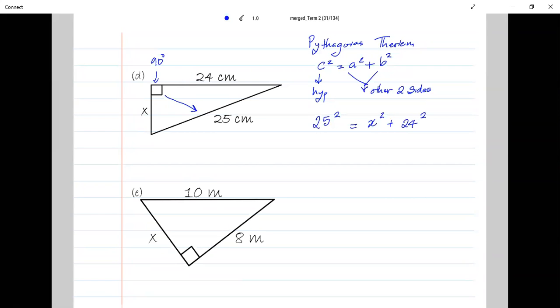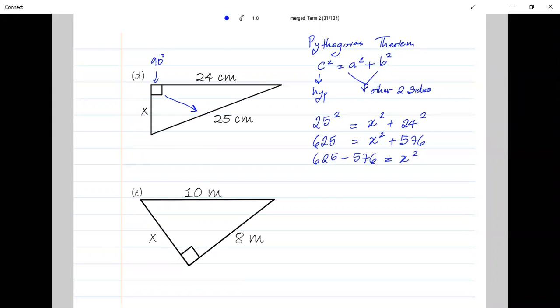25 squared means 25 times 25, and that is 625 is equal to x squared plus 24 squared. 24 squared is 24 times 24, which I believe is 576, but let me double check. Yes, sir, it's correct. So this is 576, and I need to find out what is x. So this is going to be 625 minus 576 is equal to x squared.